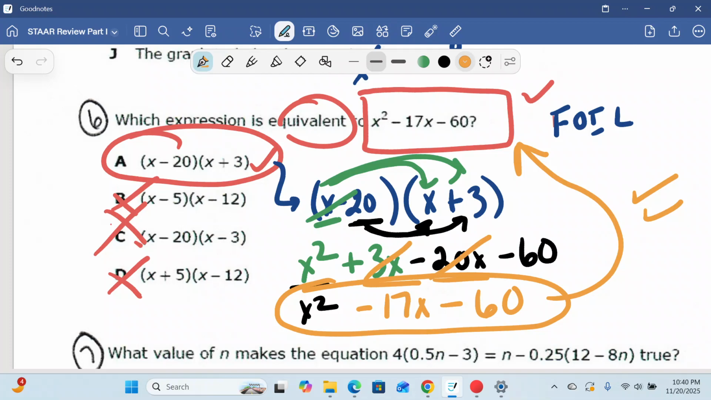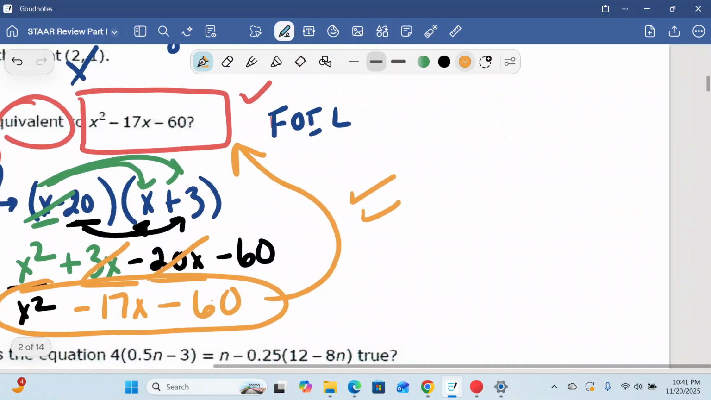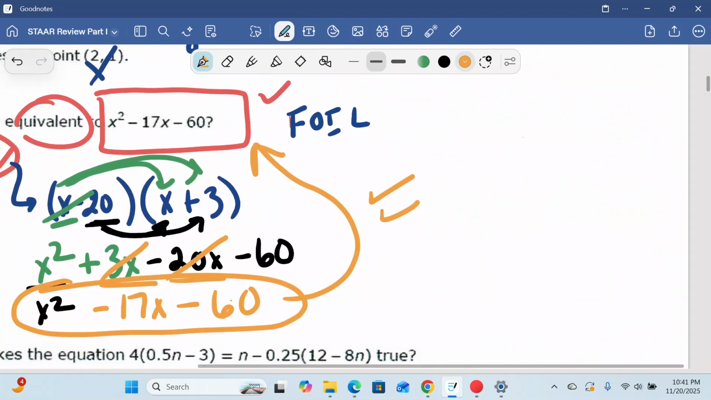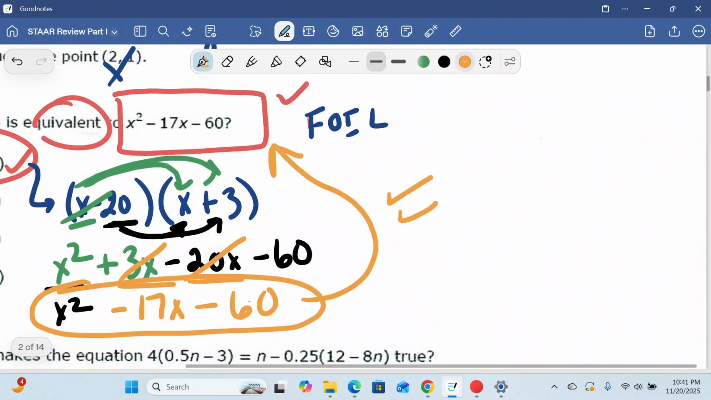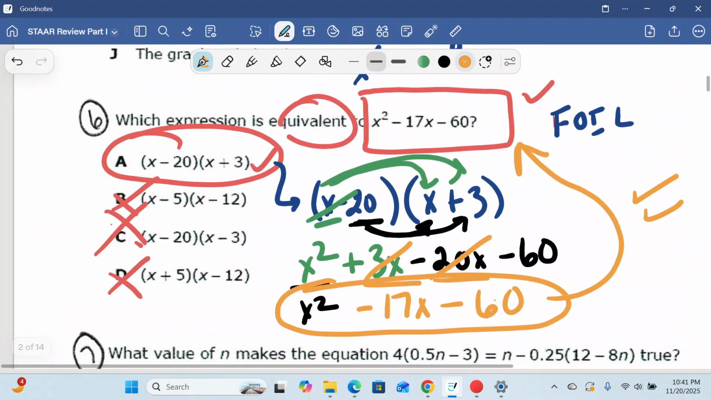Unfortunately, I don't teach using the box method, but if you know how to do the box method, it's very similar to the FOIL, and you can also do that. But again, I don't want to teach it because if you haven't learned it via the box method, it might confuse you. So I'm going to stick to that, and I'll do another video if you would like to do the box method, and I can teach via the box method.